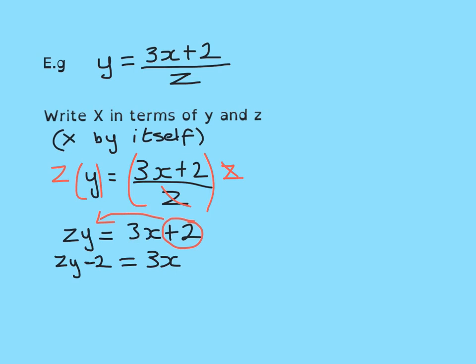Last step here, I don't want the 3 with the x, I just want the x by itself. So I'm going to divide both sides by 3. They'll cancel on that side. And what I'll be left with, so I can just flip these over, just so that I have my x on my left hand side, is x equals zy minus 2 all over 3.